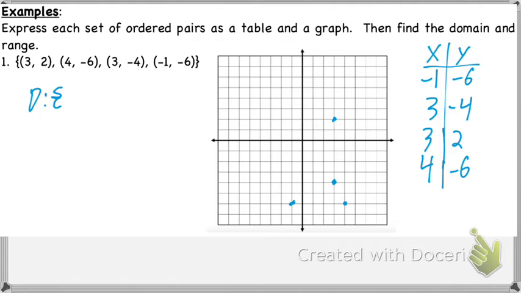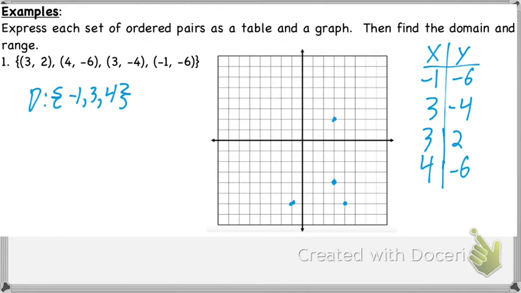Now, this domain, can somebody help me know what to put here? Okay, Tucker. -1, 3. Very good, and I end it. Even though I have 2 different 3s, I don't list it twice for my domain. Really good one. All right, so then these are in order from least to greatest.